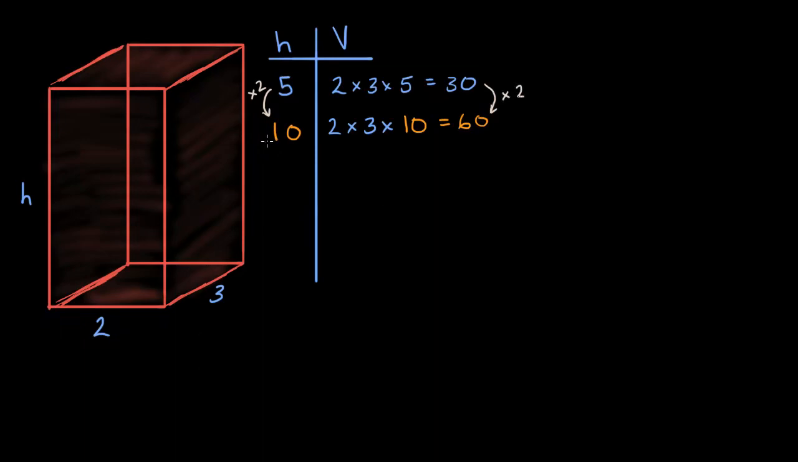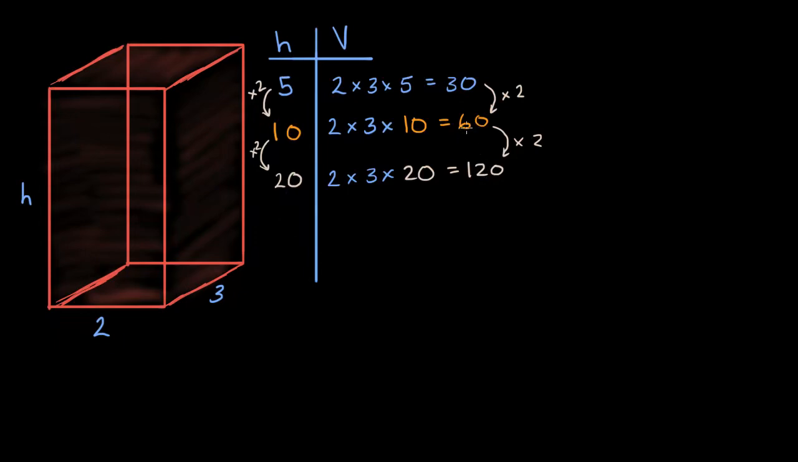Let's see if that holds up. Let's double it again. So what happens when our height is 20 units? Well, here, our volume is still going to be 2 times 3 times 20, which is equal to 6 times 20, which is equal to 120. So once again, if you double one of the dimensions, in this case the height, it doubles the volume. And you could think of it the other way. If you were to go from 20 to 10, so if you halve one of the dimensions, it halves the volume. You go from 120 to 60.